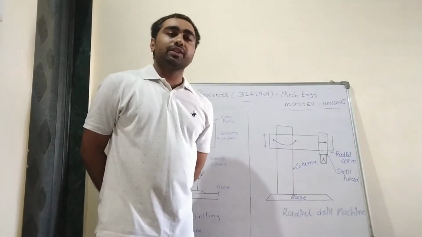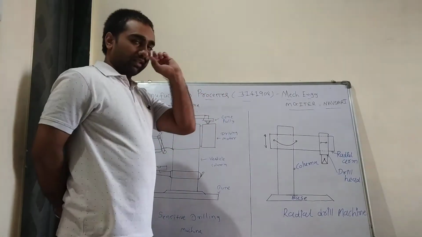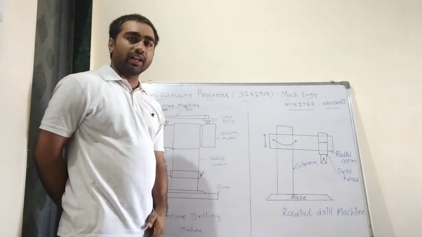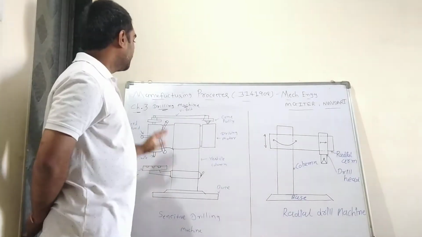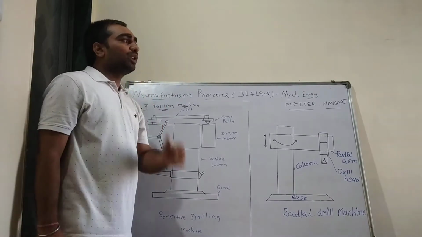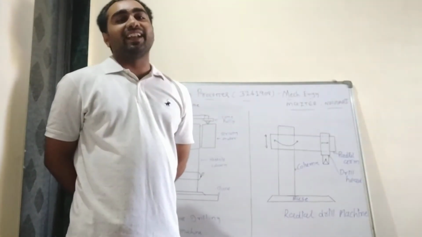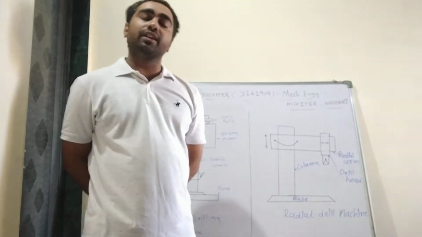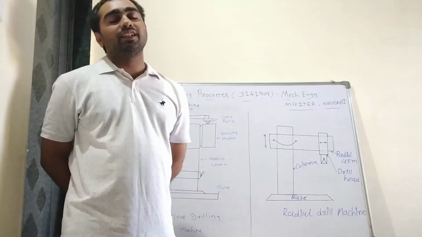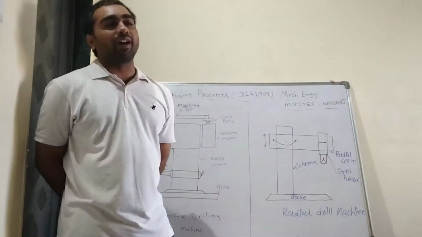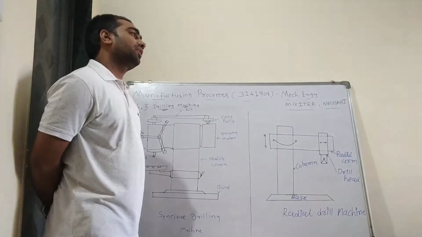Okay, today we start with our manufacturing process. The subject code is 3141908. Today we discuss the drilling machine. We know that drilling machines drill holes and enlarge holes created in the workpiece. There are many types of drilling machine available in industry and the market, so we first start with the classification of drilling machines.